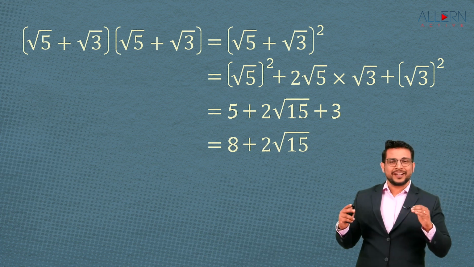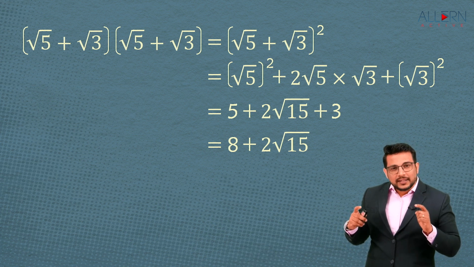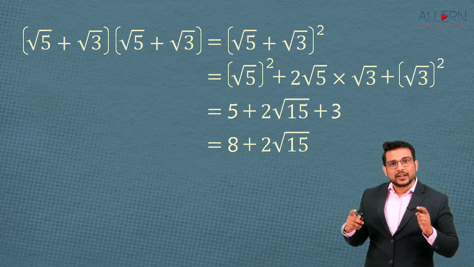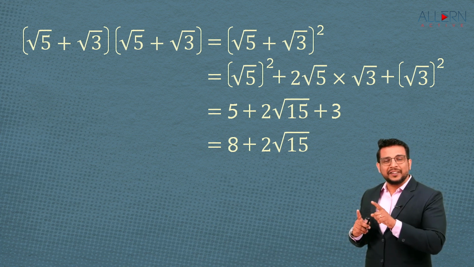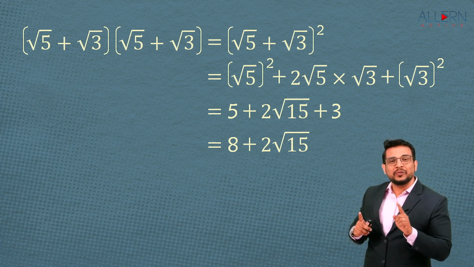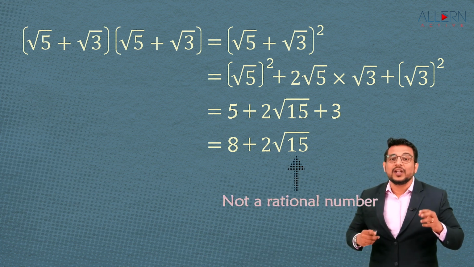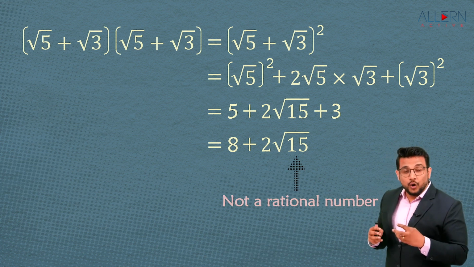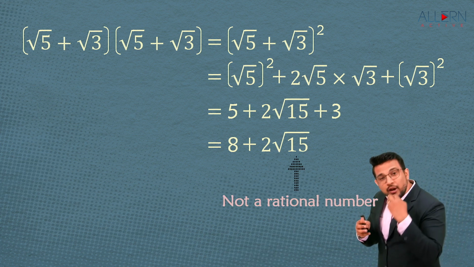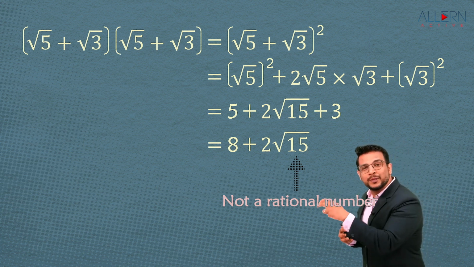Now let's check this. Tell me, is the product which we have got rational? No, it's not rational. It is binomial. One of the terms, that is 8, is rational, but 2 root 15 is a surd. That means that is irrational. That means we know this product is not a rational number. That means we know root 5 plus root 3 cannot be a rationalizing factor for root 5 plus root 3.